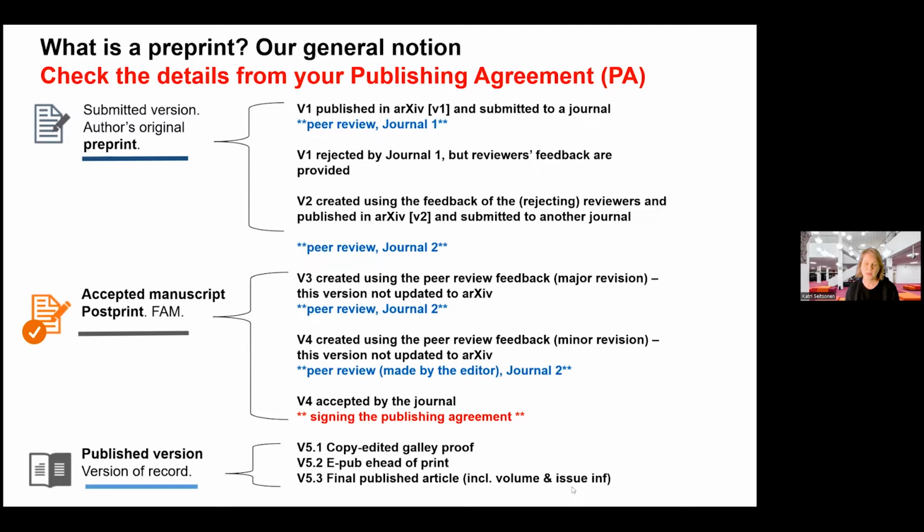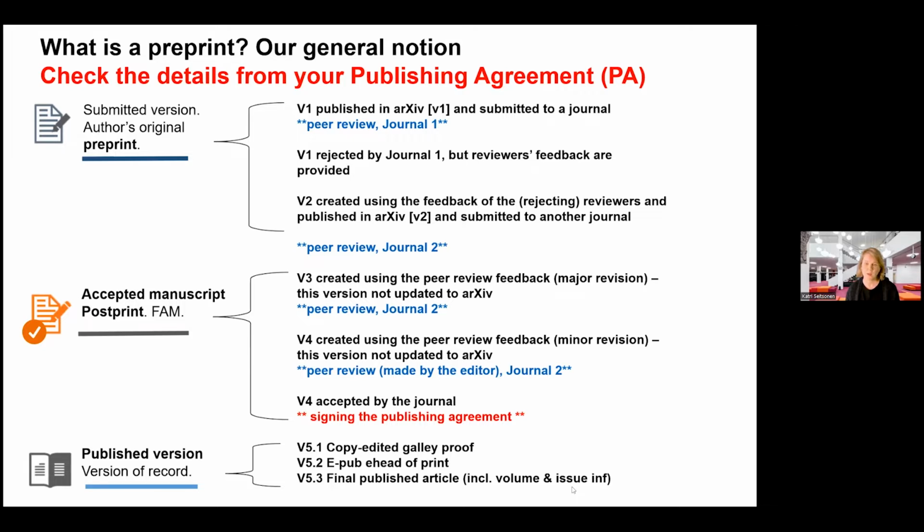When this paper is accepted, we usually call this the final accepted manuscript or a postprint. In most cases, the publishers do allow you to post this version, update this version to the preprint server, but again, there may be an embargo period set by the publisher, so you may not be able to do it immediately. You perhaps need to wait for some time before updating this accepted version, but this depends on the publisher.